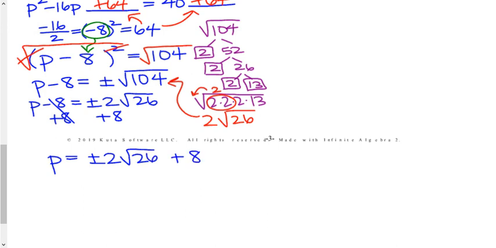Plus 8. You could also write it like this: 8 plus or minus 2 root 26. I actually prefer it this way, just because sometimes if I write my radical, it becomes a little longer, and I don't want that plus 8 to be stuck under the radical. I want it to be out on the outside. You can write it either way.